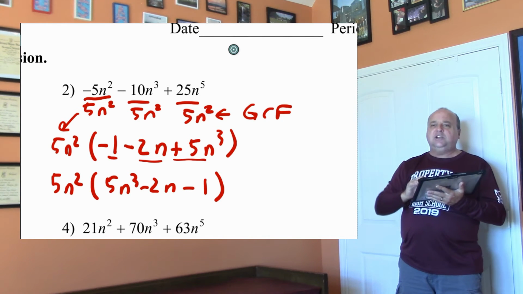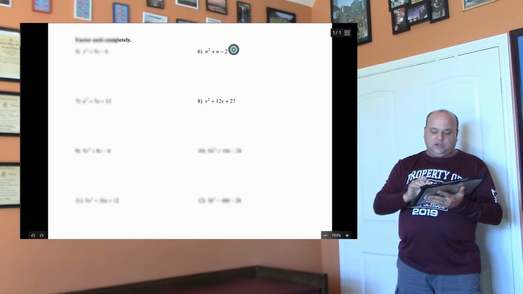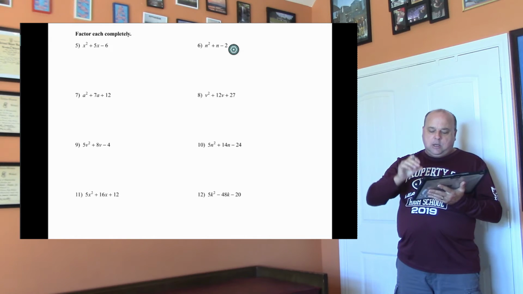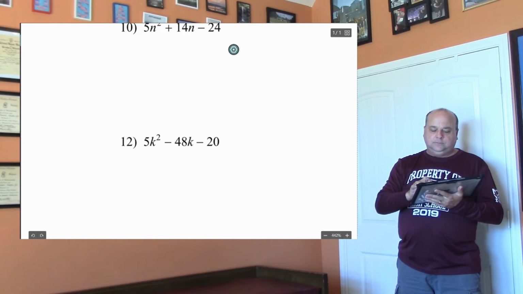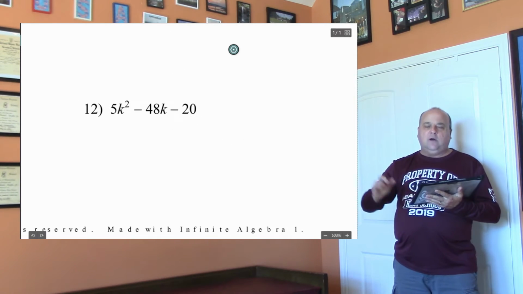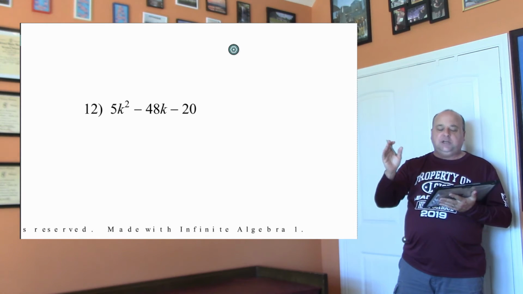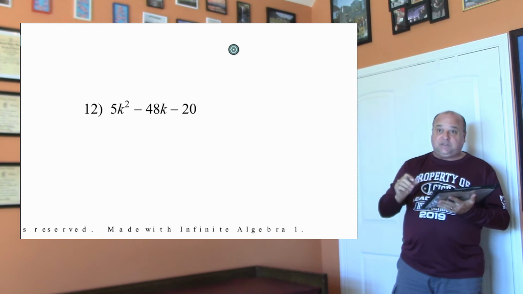I will let you finish the rest of those up, and we're going to scroll down and let's do number 12. On number 12, remember the first thing you want to do is see if you can get a GCF. On this worksheet, on the bottom one, you can't pull the GCF out.